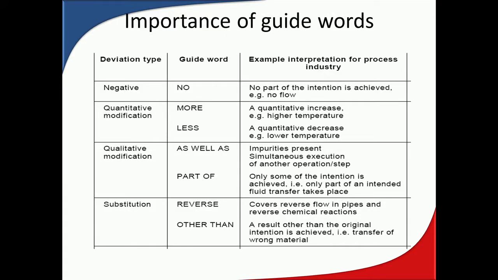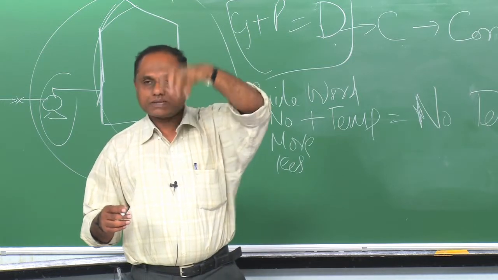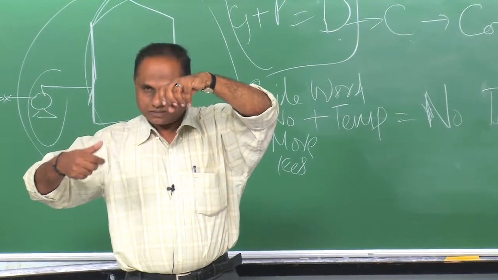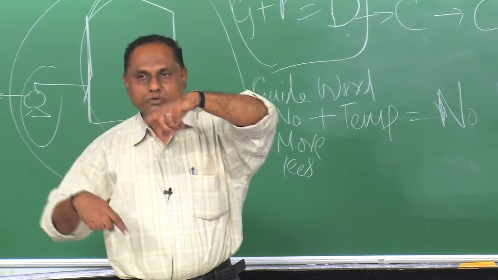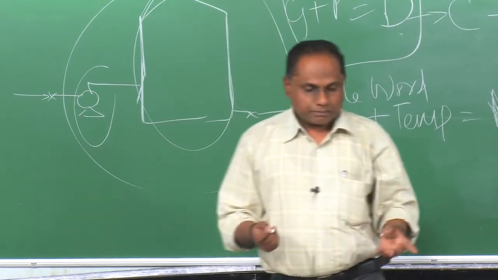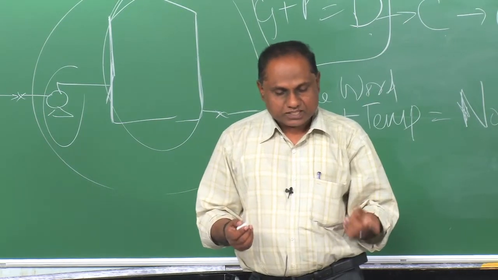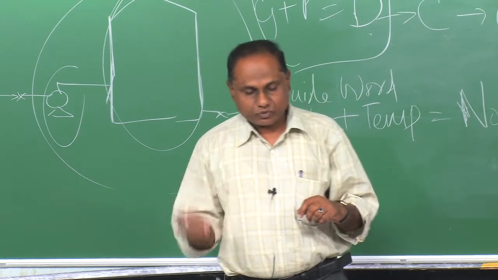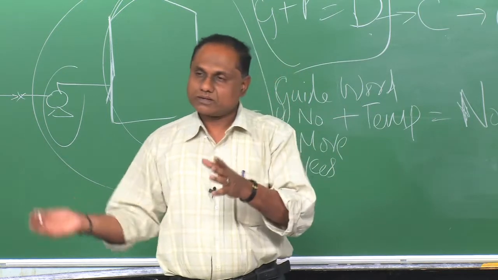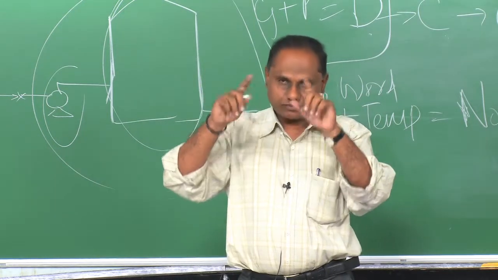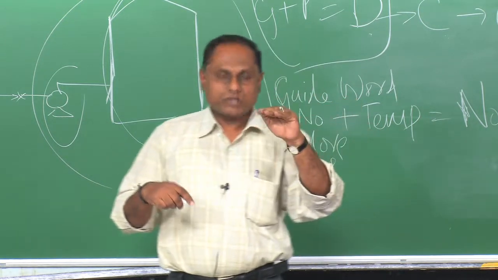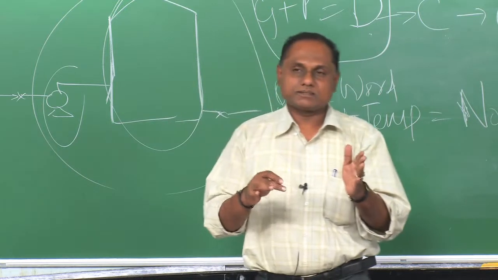The meaning of this: no means say no flow, more means higher temperature, high level or something. Then less means less flow, less temperature. As well as means, say you are feeding chemical into it, as well as you're adding steam to it, or cooling. Then part of means only some of the intention, that is only part of the intended fluid transfer. So if you have 2 tanks and you're supposed to transfer to full level, but only part has been transferred, we need to discuss why.